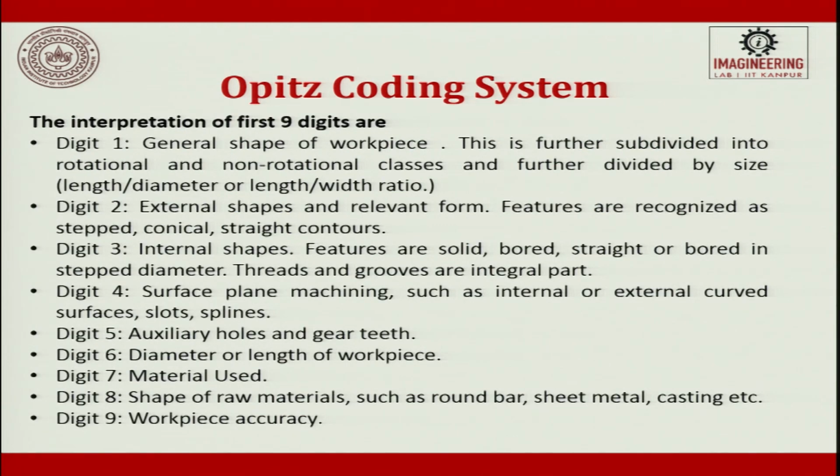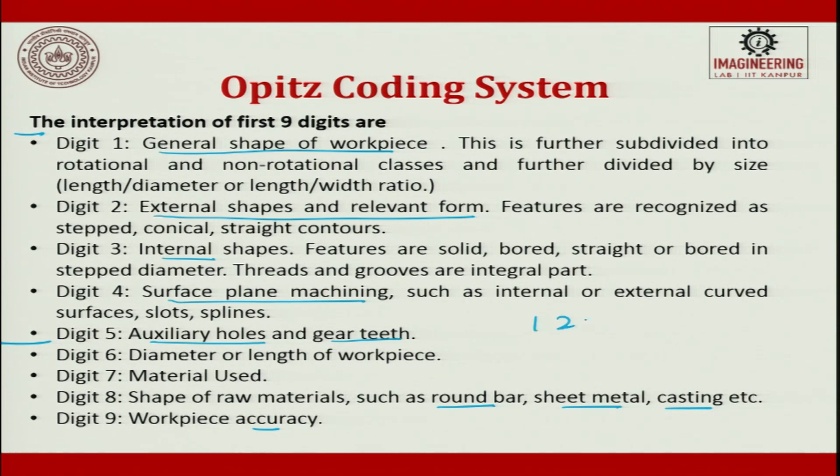So, digit 1 stands for general shape of the workpiece, digit 2 external shape and relevant forms, digit 3 for internal shape, digit 4 for surface plane machining, digit 5 for auxiliary hole and gear. You see there? So, 5 digits are gone. Any part which comes inside a factory from the designer, they look at the features and just go on giving these codes to the part. Then the last we have seen diameter, material used, shape of the raw material such as round, sheet, casting, then workpiece accuracy, all put together.